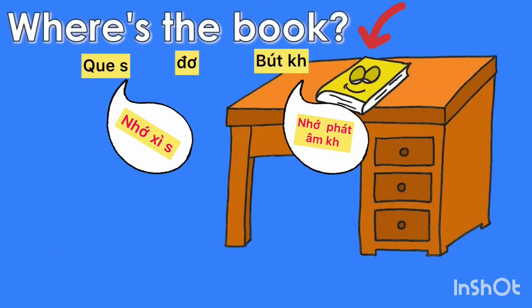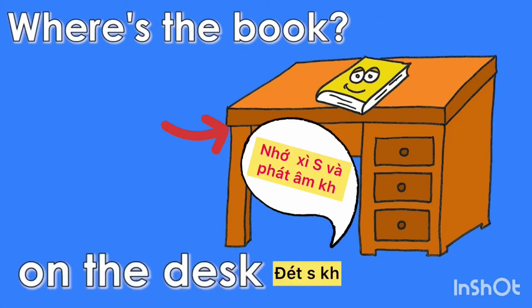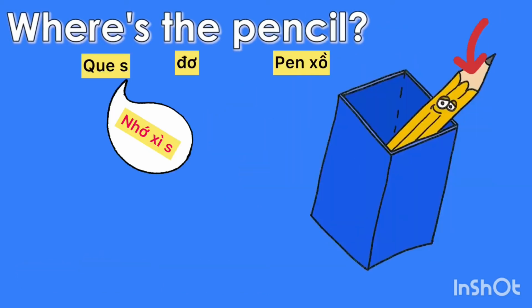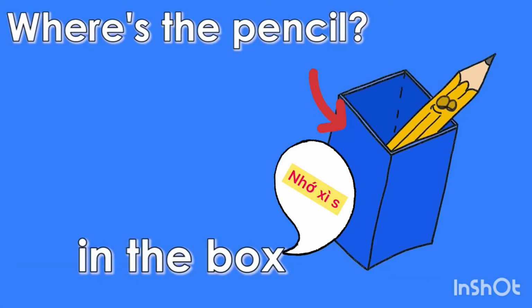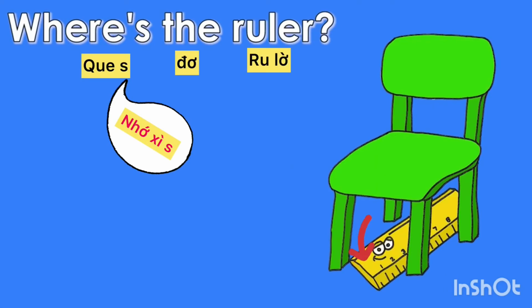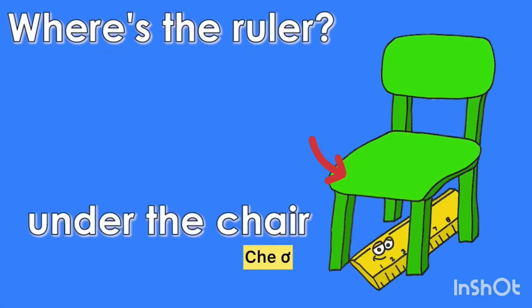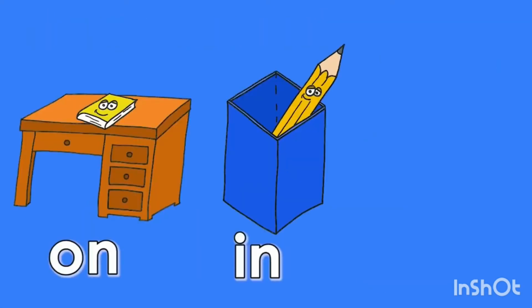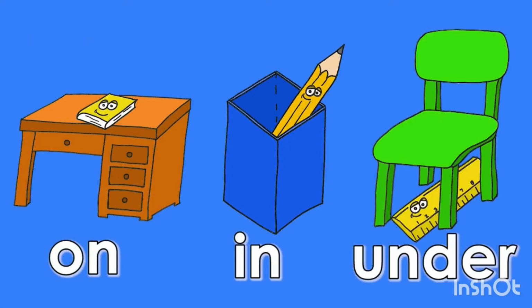Great! Where's the book? On the desk. Where's the pencil? In the box. Where's the ruler? Under the chair. On. In. And under.